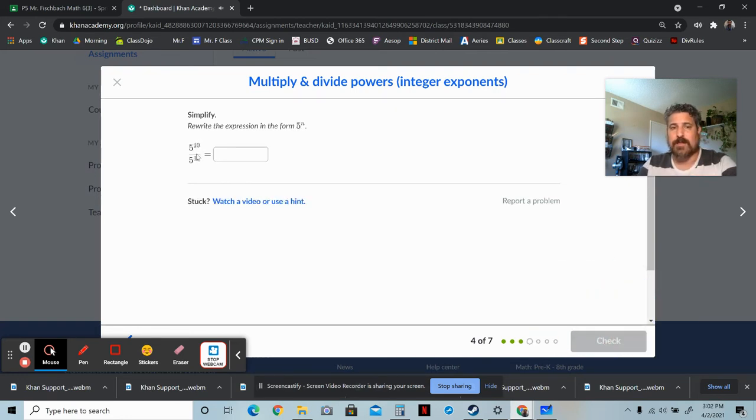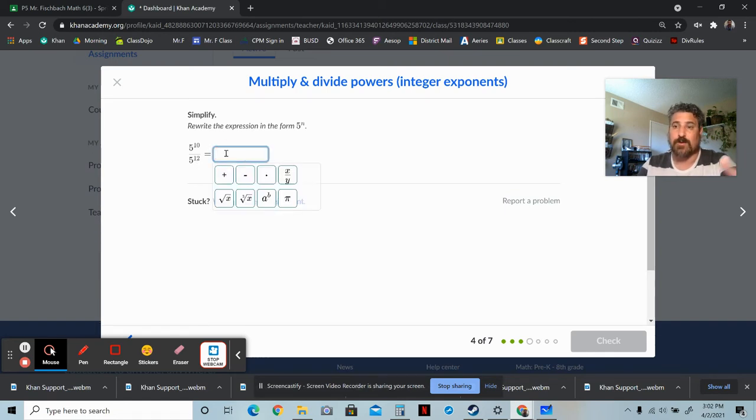Here you have 5 to the 10th divided by 5 to the 12th. That's the same as 5 to the 10 minus 12, which is 5 to the negative 2. So the answer here would be 5 to the negative 2. What is that also the same as? It's the same as 1 over 5 squared, or 1 over 25.